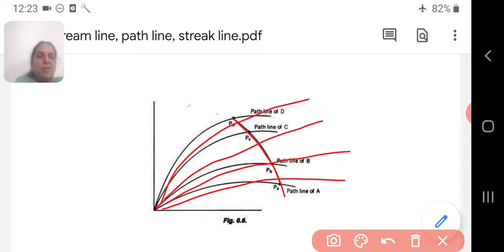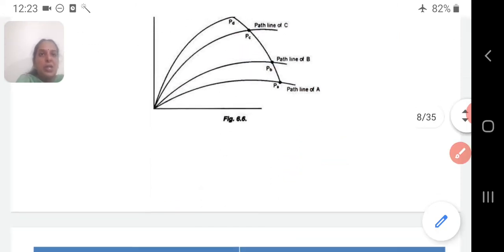Okay, so that will be studying along the particles. But at a particular point, if you are able to find out the particle, and if you are going to draw this, okay, that line is said to be your streak line.